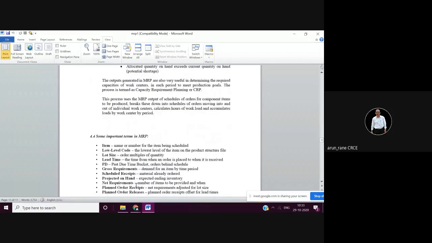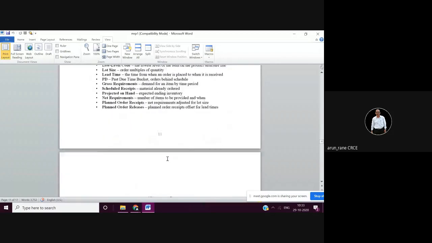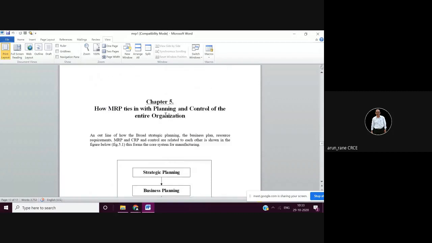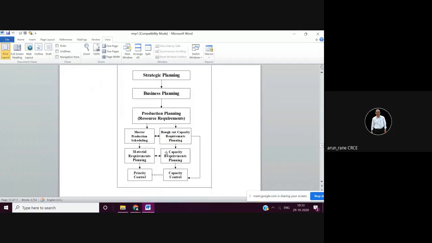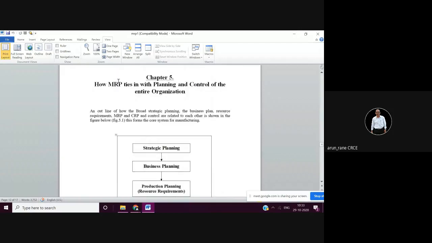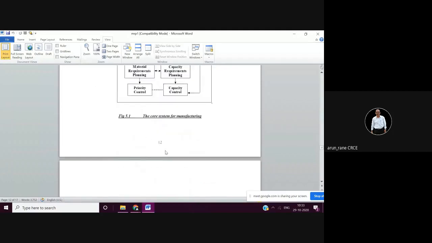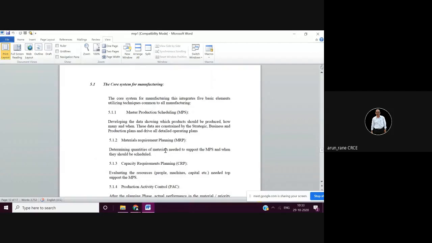These are the important terms that also we saw in the presentation. The different how MRP ties with the planning, that is with the production planning and control department.